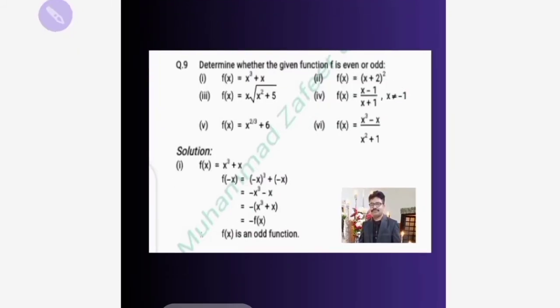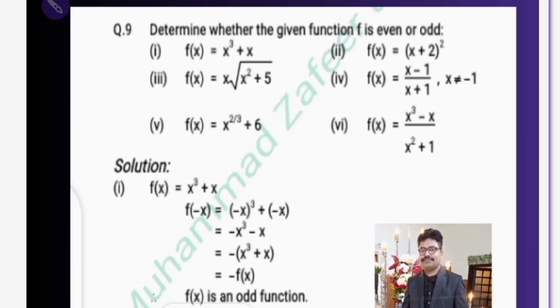Now we will start the next question, that is question number 9. Determine whether the given function f is even or odd. If we have to check whether the function is even or odd, we will put x is equal to minus x in the given function. Here f of x is equal to x cube plus x. As I told you, if we have to check whether the function is even or odd, we will put x is equal to minus x.